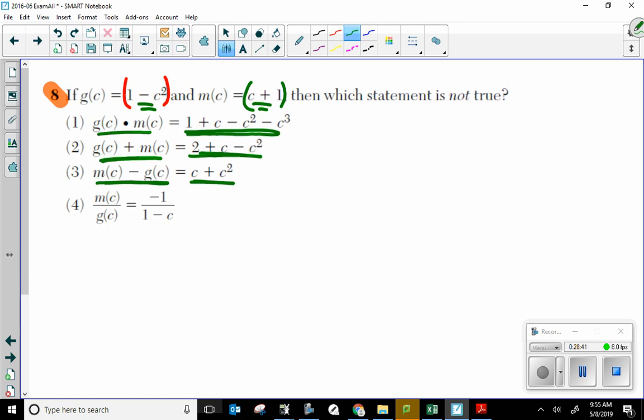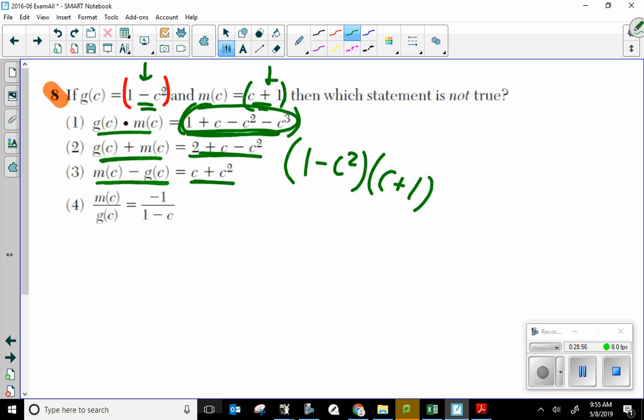How else can I do this? I can put these in the calculator. I can put in y1 this times this, literally just put 1 minus c squared times c plus 1. And then I can put this into y2, and you will get the same exact graph. The only one that if I put in the calculator that I don't get the same graph is choice 4. Now let me show you that algebraically, because I think that would be better.